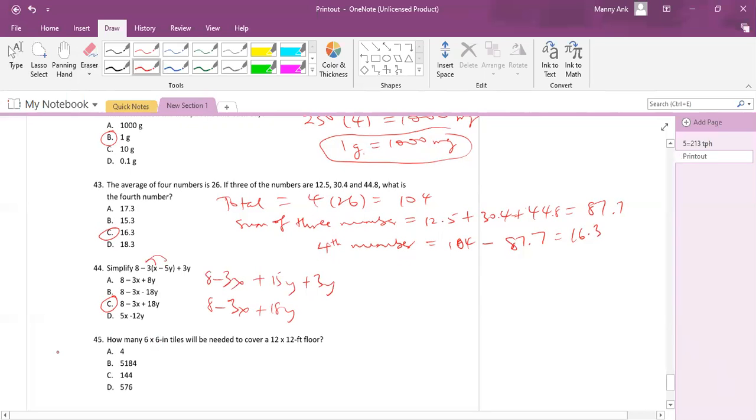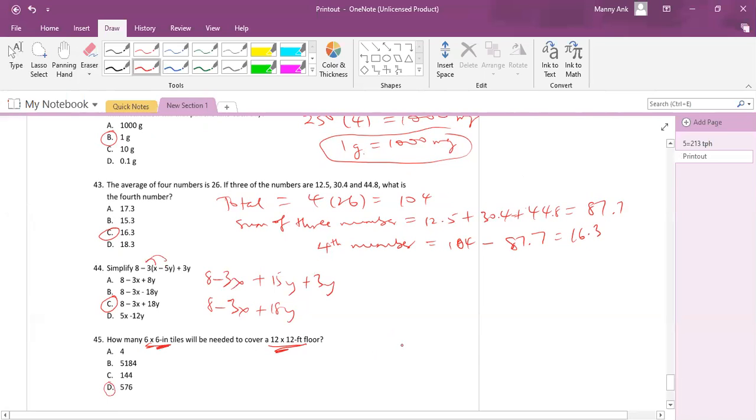And then the last one, the answer should be 576. So how many of the 6 by 6 inch tiles will be needed to cover a 12 by 12 foot floor? So remember, if you look at the units, we have inches and feet. You have to make sure you have the same units before you can divide. So we have to find the bigger area, and then the small area, the small tile, and then divide the small into the big. But you have to convert. So let's change 12 feet into inches.